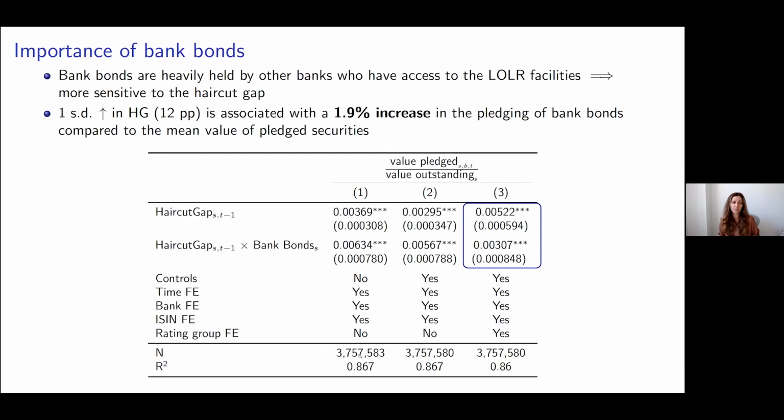So first thing I'm going to do, I'm going to take both government and bank bonds together, and the heterogeneity I'm going to introduce is going to be dummy bank bond, which takes a value of 1 if a bond is a bank bond and 0 if it's a government bond.